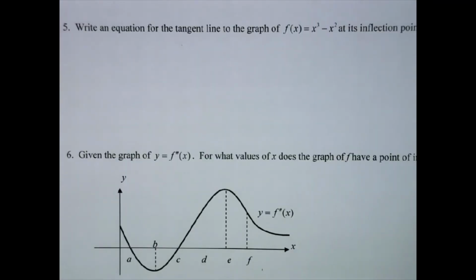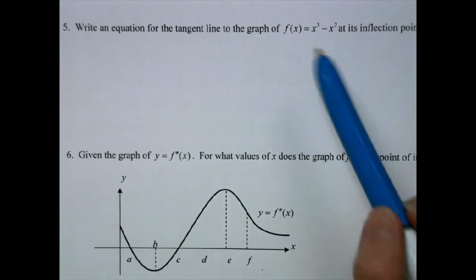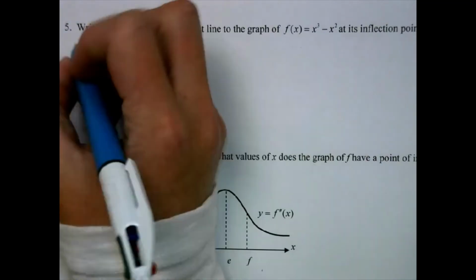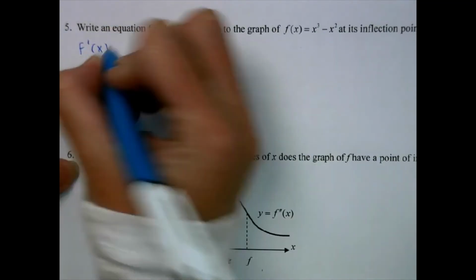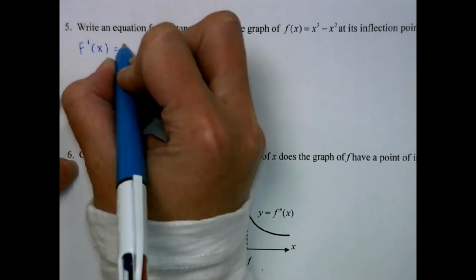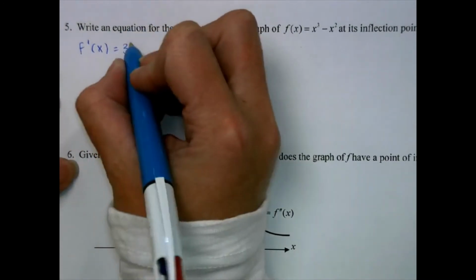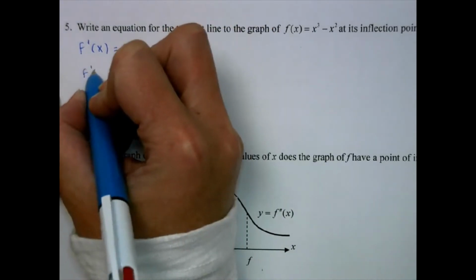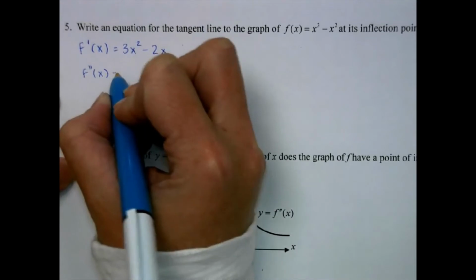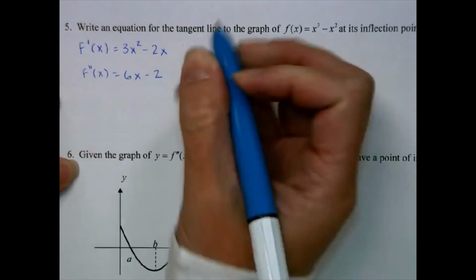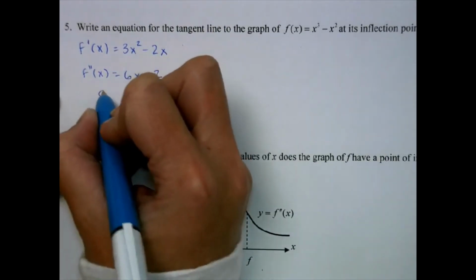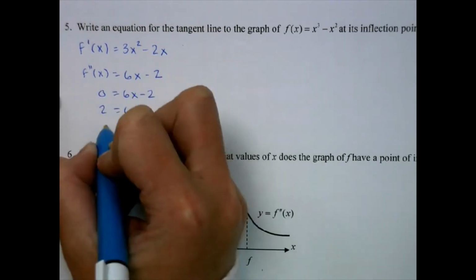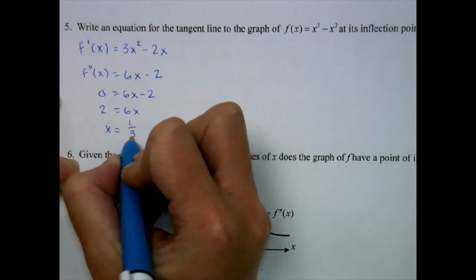Okay, so now we're going to write the equation for the tangent line to the graph of this at its inflection point. So first we need to locate the inflection point. I'll take the first derivative, which is going to be 3x squared minus 2x. The second derivative will be 6x minus 2, which means 2 equals 6x. So our x is going to be 2/6 or 1/3.